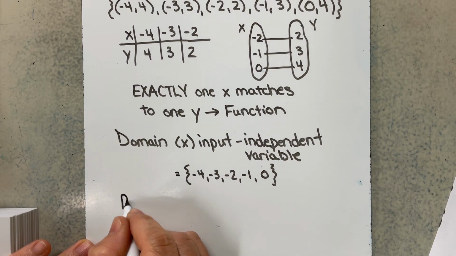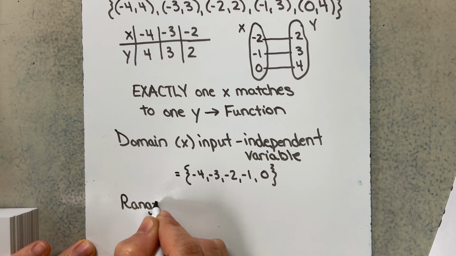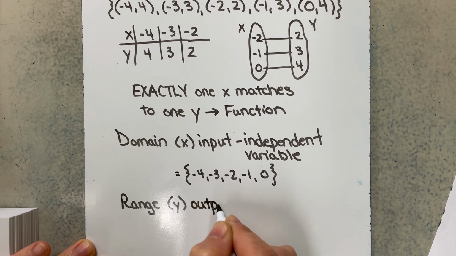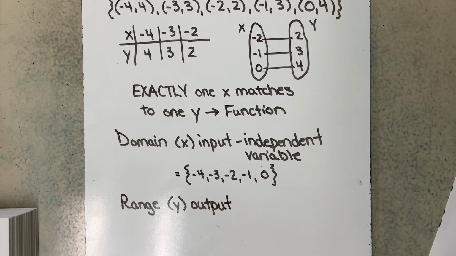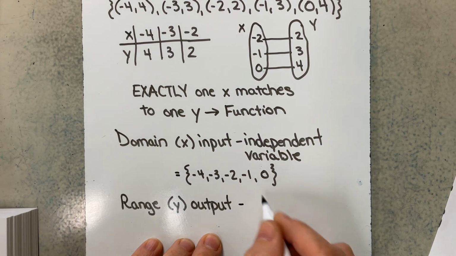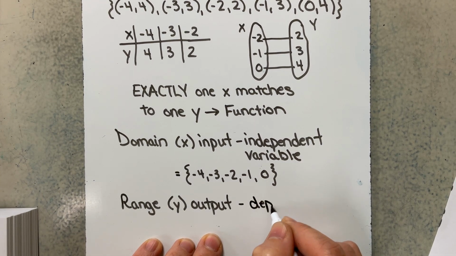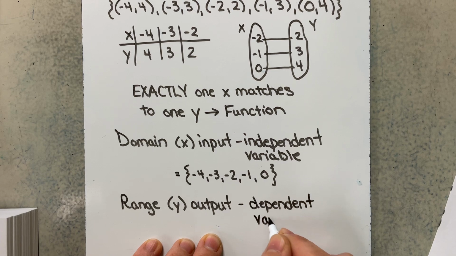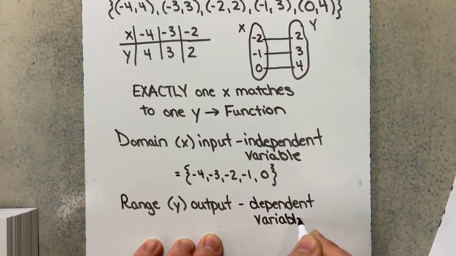So the other one we're going to talk about is range. Range is your y values, which means it is the output. It's what comes out when you put something in. For instance, if I work so many hours a week at, let's say, Culver's or something, my input is how many hours, but my output is the money I get paid. My hours is independent, but my money that I make is dependent. It depends on how many hours I worked. My cookies depend on what ingredients I put in.